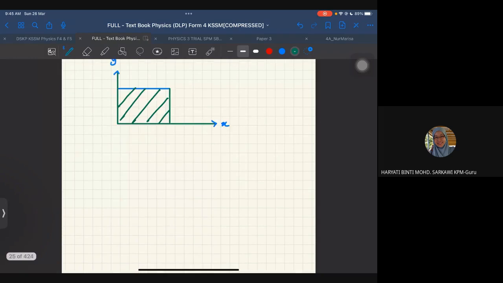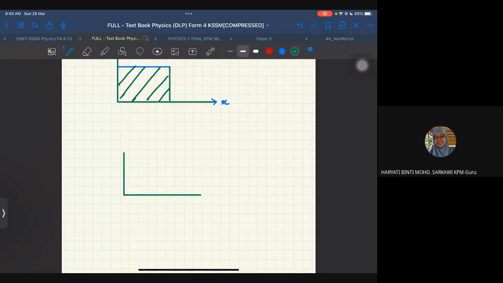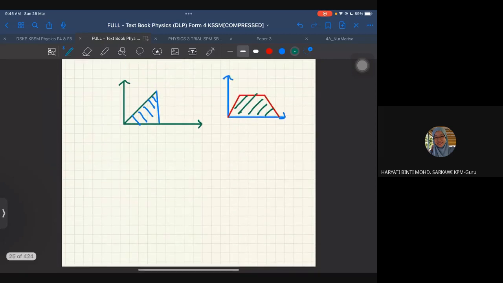So let's say you have a different shape of graph. You can also have a graph like this. When we say area under the graph, it refers to this. Can you understand? Okay, we can have other shapes of graph. All kinds of shapes. It can be a trapezium also. Say a trapezium like this, or it can be like this also. When we say area under the graph, it refers to this. And your graph also can be like this.